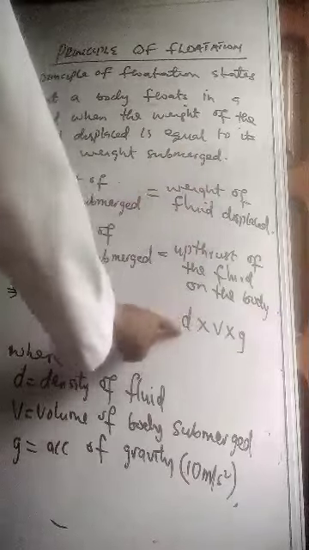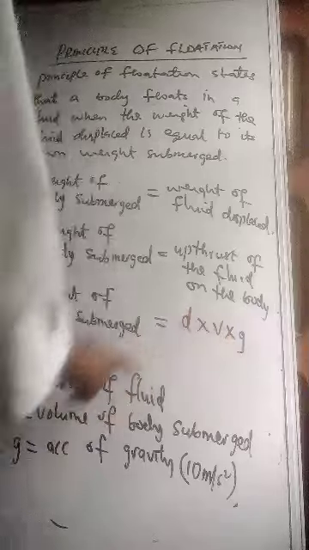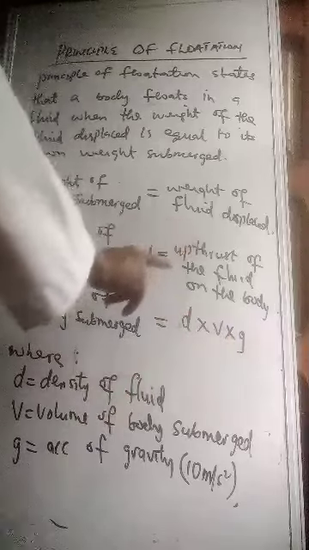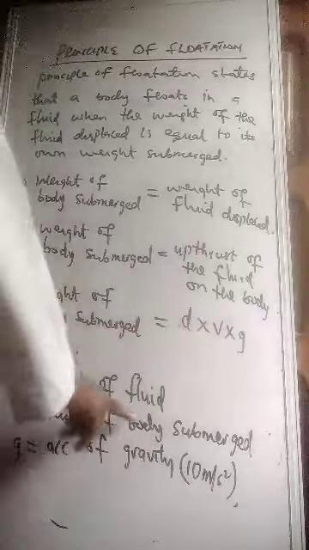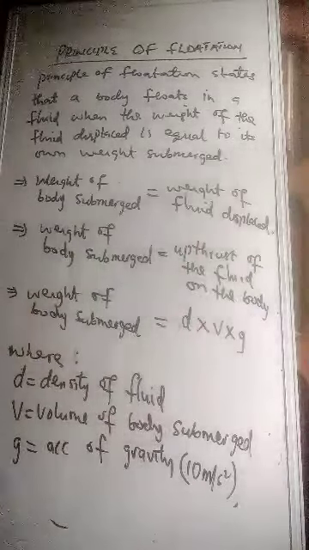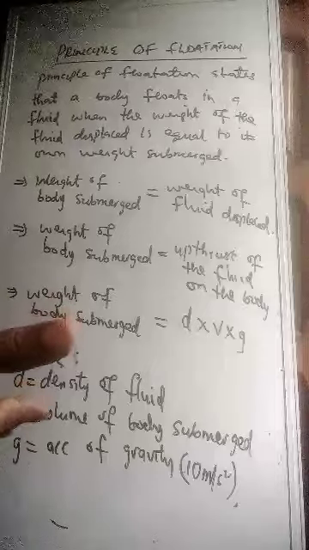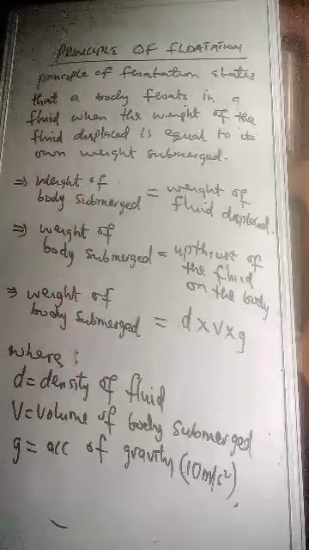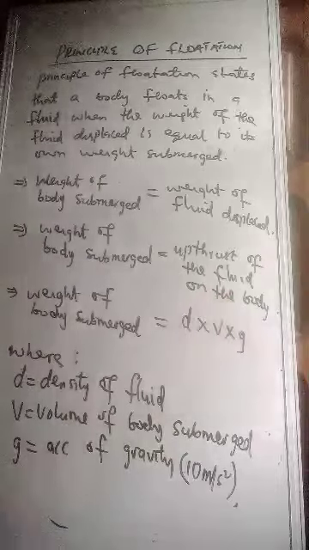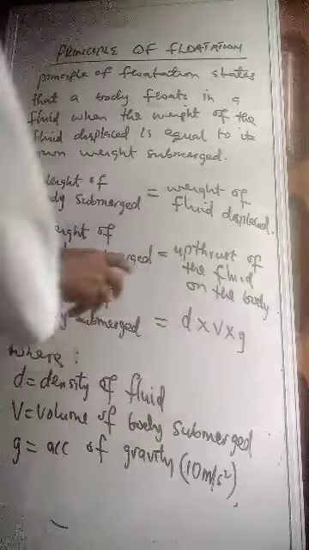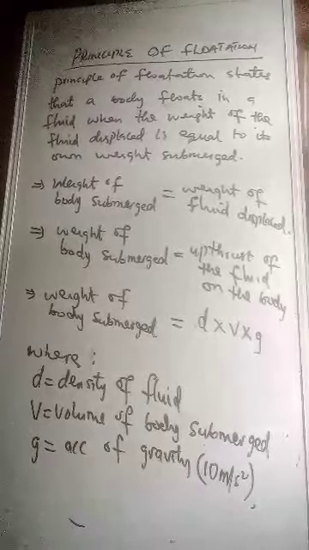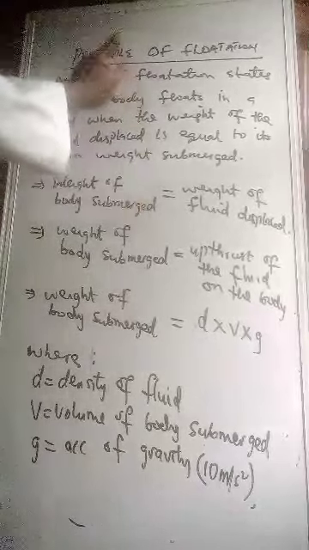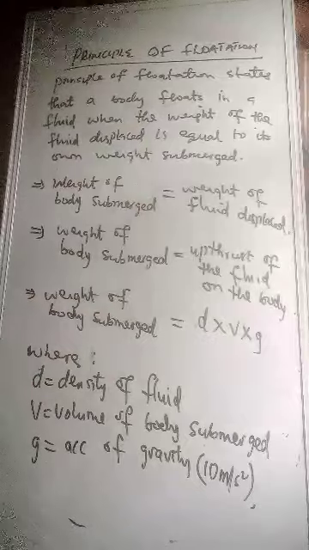And upthrust is density times volume times g, where density is the density of the fluid, the volume is the volume of the body that is submerged in it, because it will have the same volume as we had also in Archimedes' principle, and g is a constant. So you have to take note of this. As we are going to have a look at an example question, we are going to apply this information.